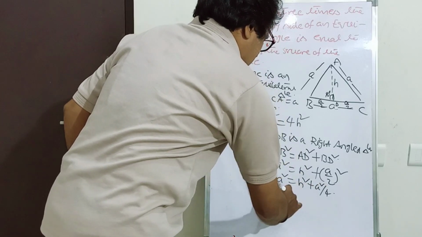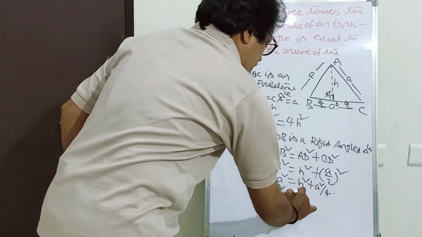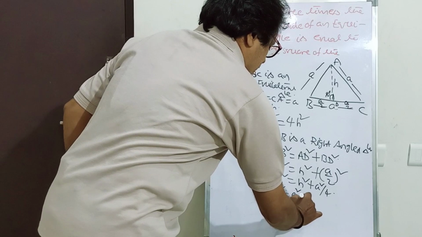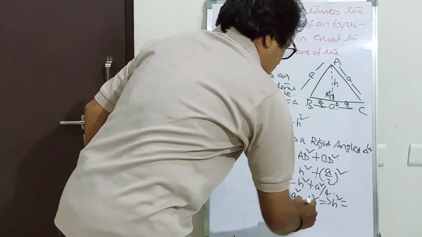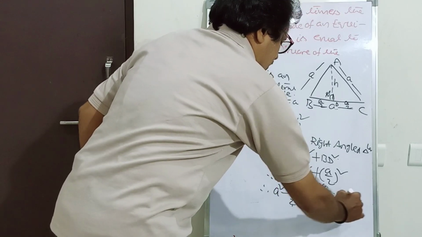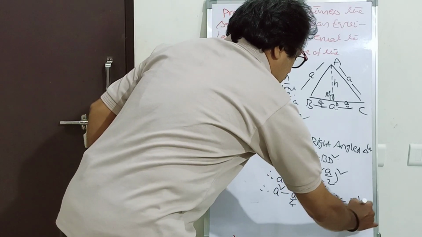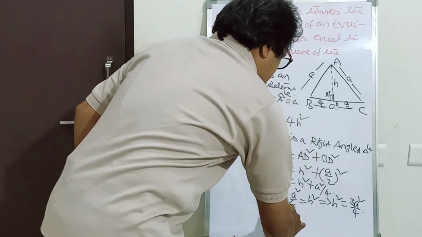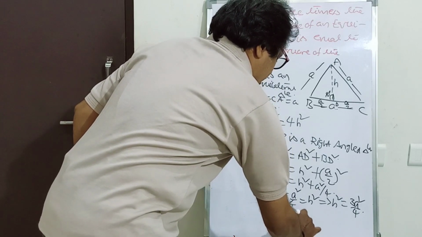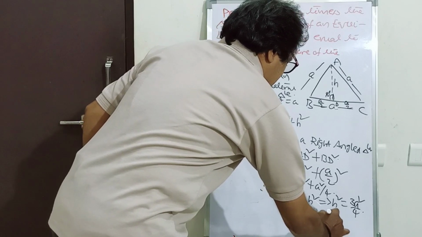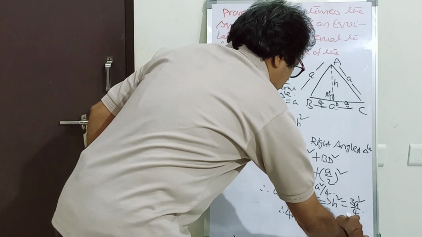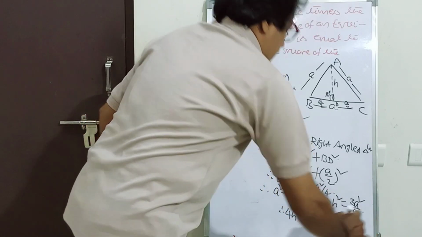So let us bring this a square by 4 to the left side. a square minus a square by 4 is equal to h square. This implies h square is equal to (4a square minus a square) by 4, that is 3a square by 4. On cross multiplication, we get 4h square is equal to 3a square. This implies 3a square is equal to 4h square. Hence proved.